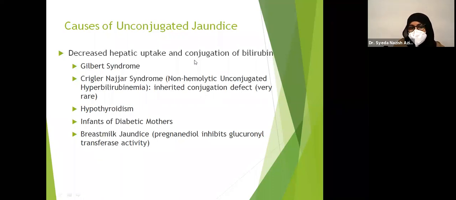Hypothyroidism also leads to decreased uptake and decreased conjugation of bilirubin, leading to persistent jaundice in neonates. Again, infant of diabetic mother also has decreased hepatic uptake as well as conjugation of bilirubin, as well as polycythemia. This all leads to unconjugated bilirubinemia. And again, as we discussed earlier, breast milk jaundice can happen as well.